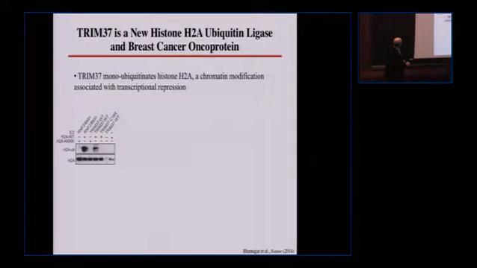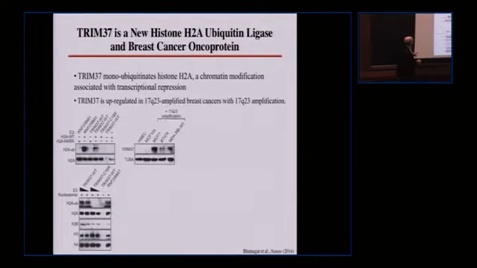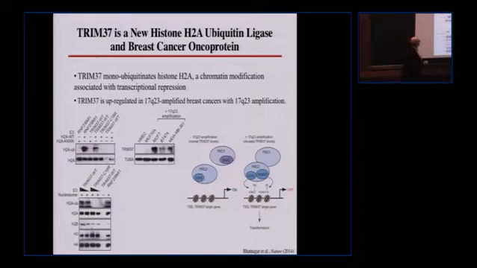Here we're showing the ability of TRIM37 to monoubiquitinate H2A alone or in the nucleosome. Because this is in an amplified region, the levels of TRIM37 in breast cancers that contain the 17q23 amplicon are increased, and we show that at these increased levels, TRIM37 binds to a well-known repressor complex called PRC2.